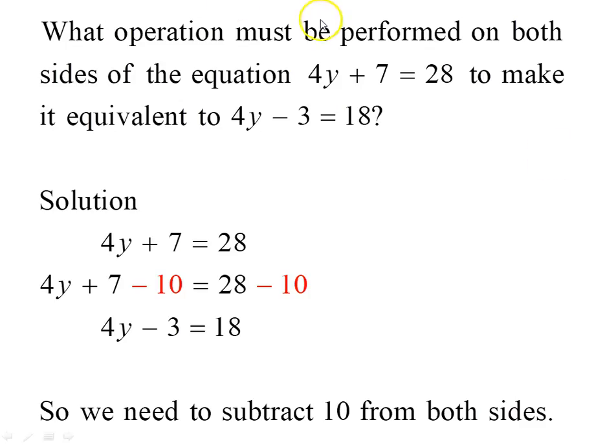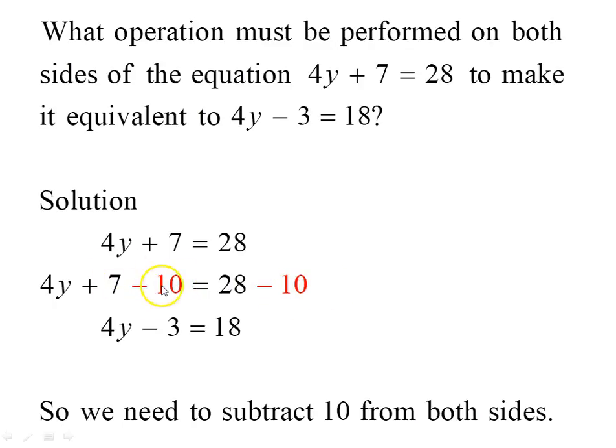What operation must be performed on both sides of the equation 4y plus 7 equals 28 to make it equivalent to 4y minus 3 equals 18? Alright, so let's start with the first equation, 4y plus 7 equals 28, and let's try subtracting 10 from both sides. So we get 4y plus 7 minus 10 equals 28 minus 10. Remember, we must do the same operation to both sides, otherwise the equation is no longer equal.